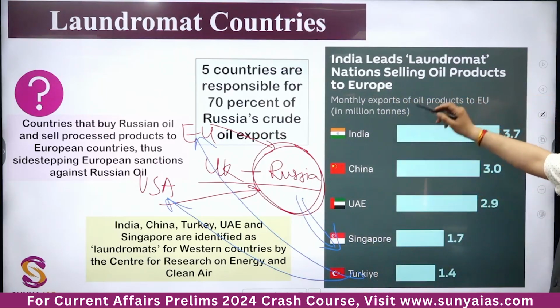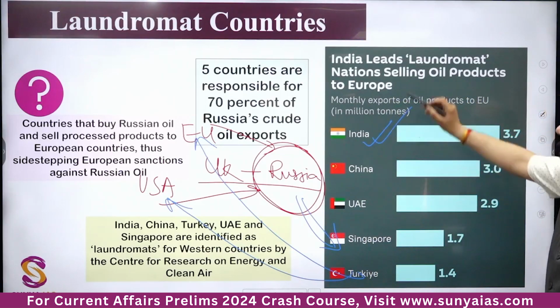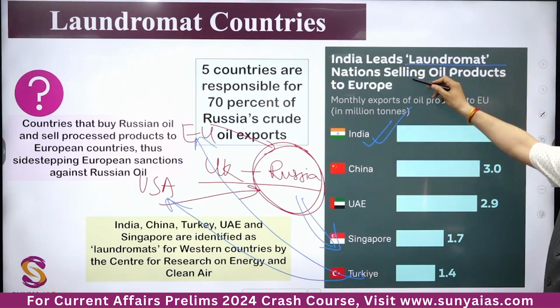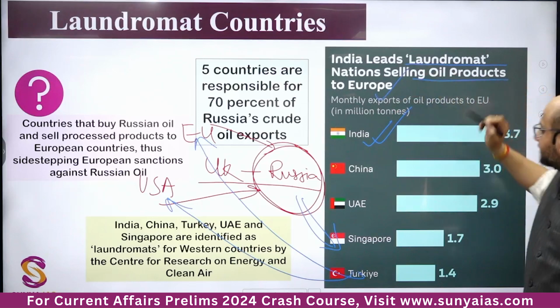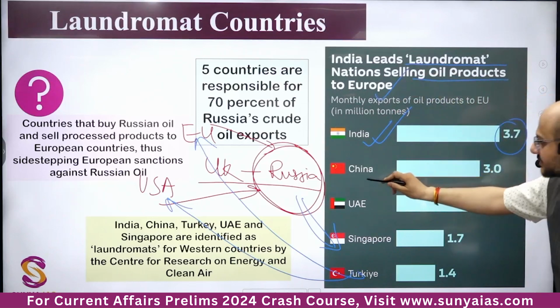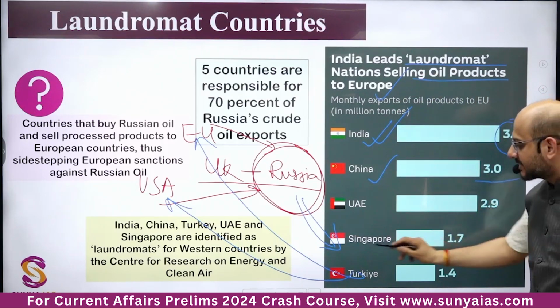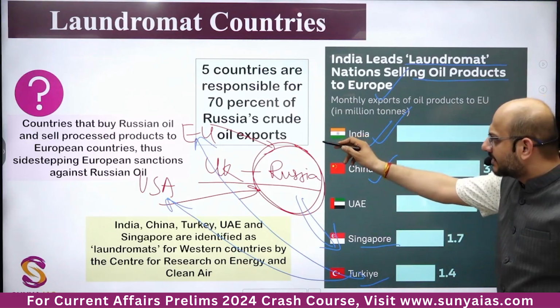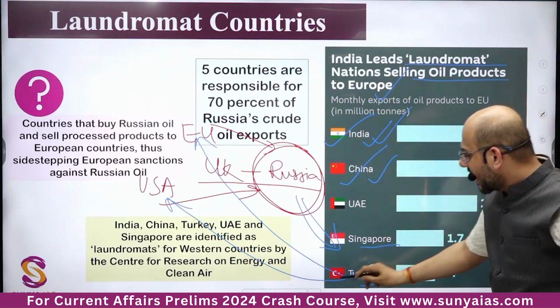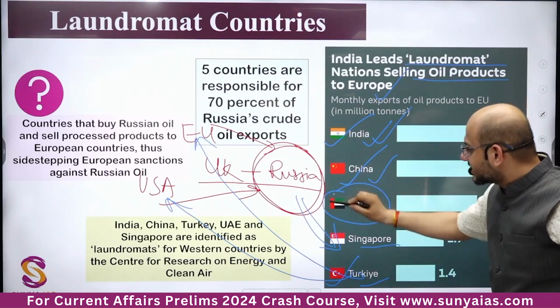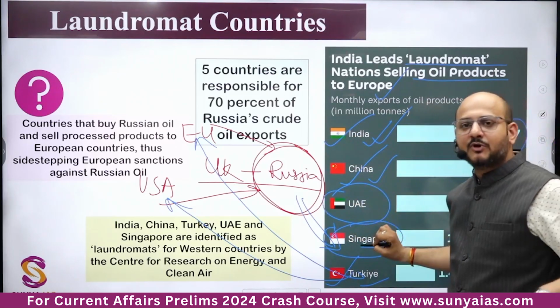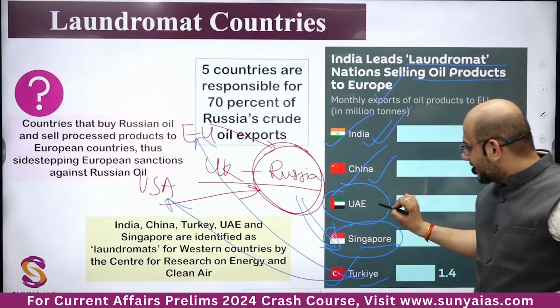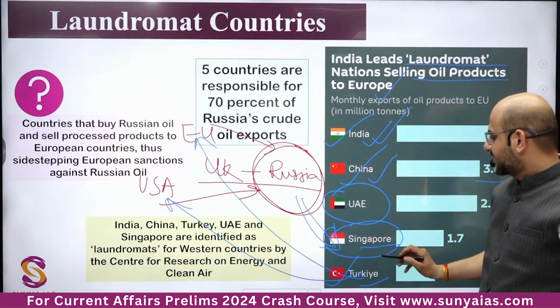India leads the laundromat nations selling oil products to Europe. So India 3.7%, China only 3%, UAE 2.9%, Singapore and Turkey. Remember the names of these 5 countries. Of course, you can easily remember India and China, and Turkey. UAE and Singapore, you need to remember. UAE and Singapore are also part of these laundromat country initiatives.